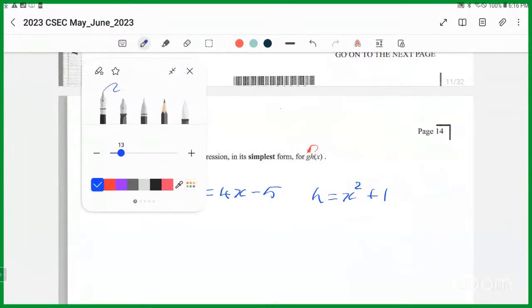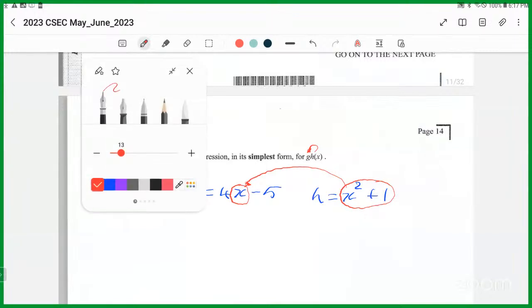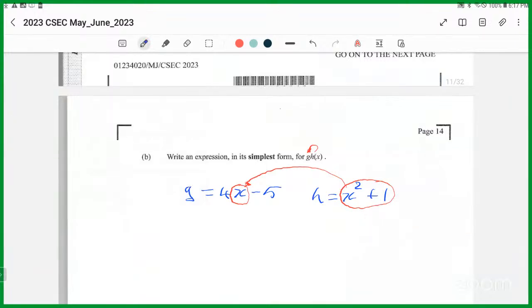So to do this now, we put the h into the g where the x is right here. That's how we put, sorry, h into g. That's what we have to do. We put h into g. That's the construct of it.